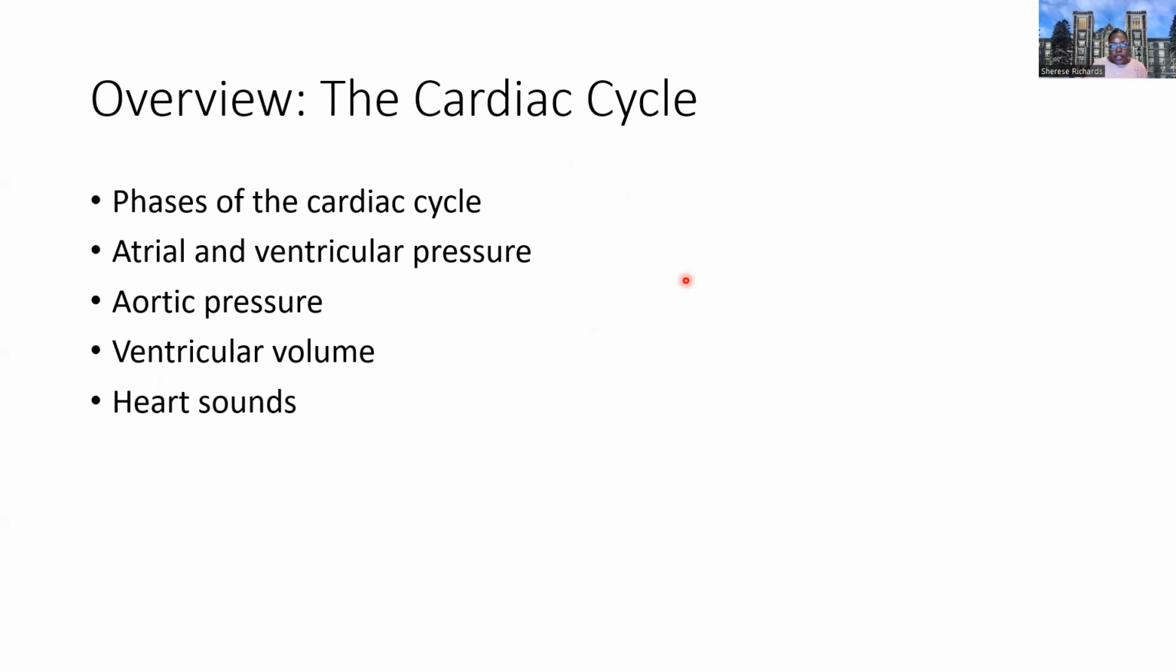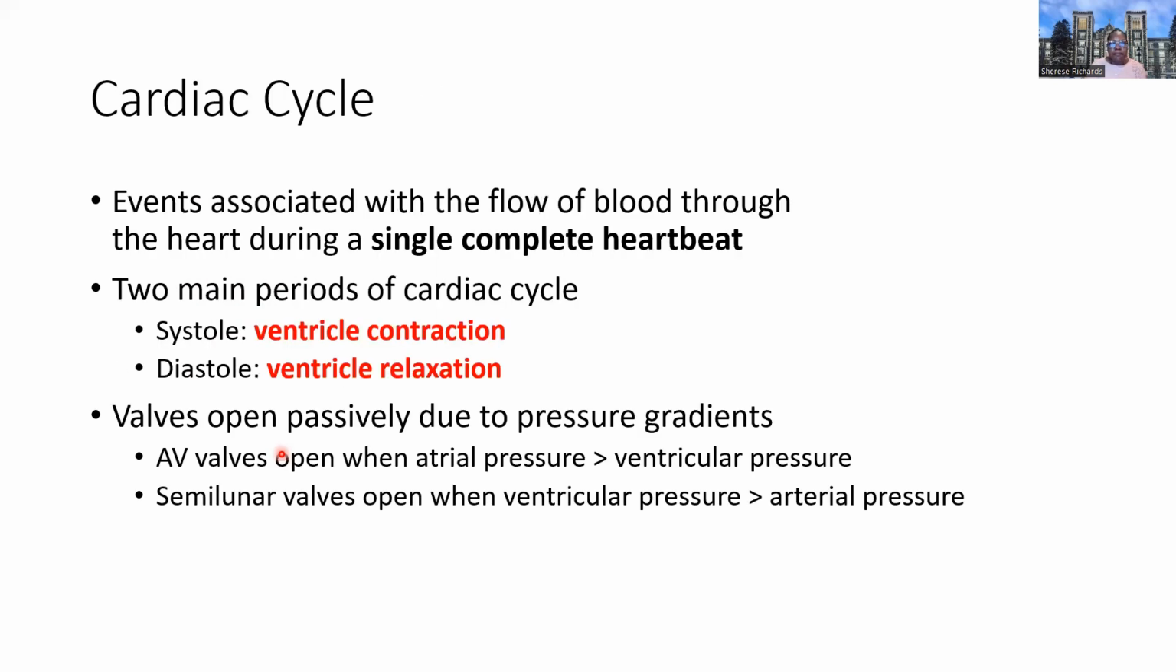We're going to talk about the atrial and ventricular pressures. Those pressures are important because they guide the phases of the cardiac cycle. Then we'll talk about the pressure in the aorta. And then we'll talk about how that compares to the ventricular volumes. And lastly, we'll look at the heart sounds for each of those phases.